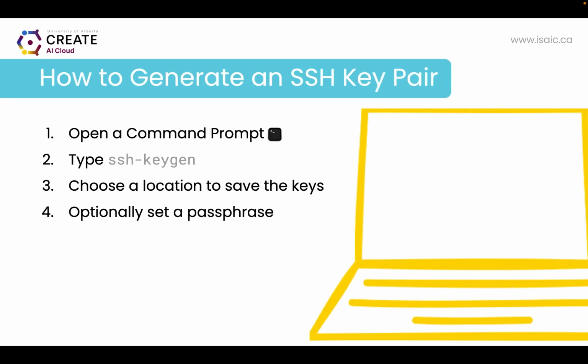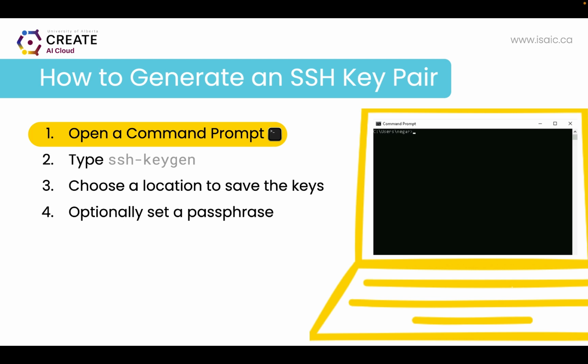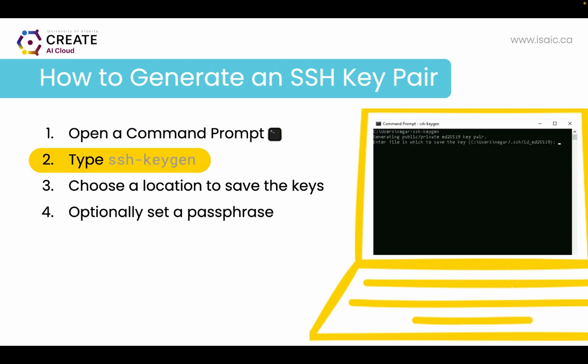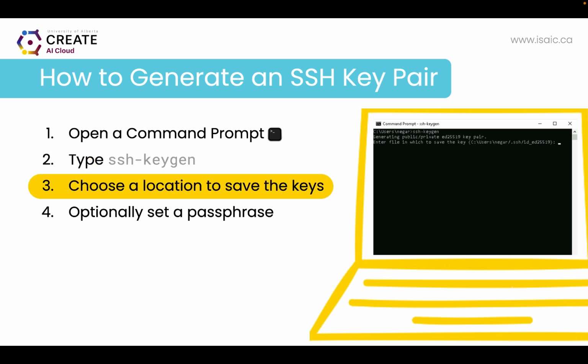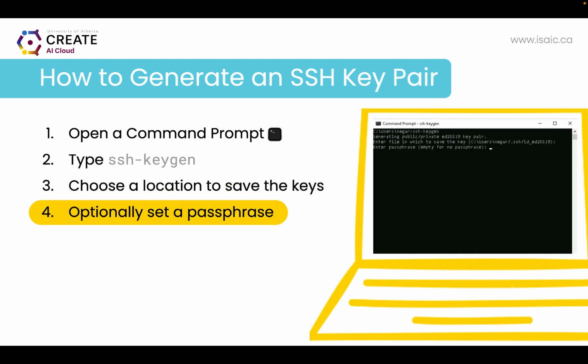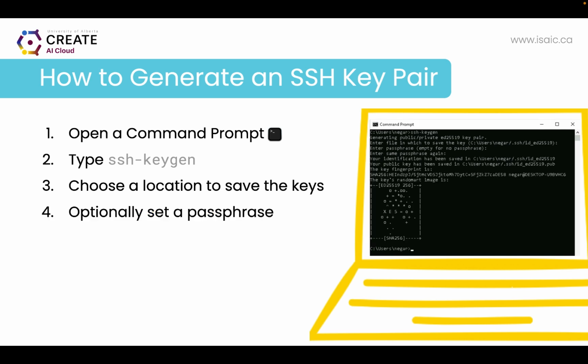Now that we've successfully created our SSH key pair, let's review these steps one more time to make sure everything is clear. First, open your command prompt, type in ssh-keygen and press enter. You will be prompted to choose a location to save your keys. Either stick with the default by pressing enter or specify a different folder. Finally, you can set an optional passphrase for added security or simply press enter to skip this step.